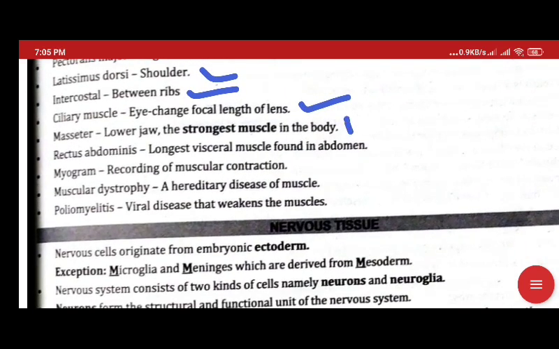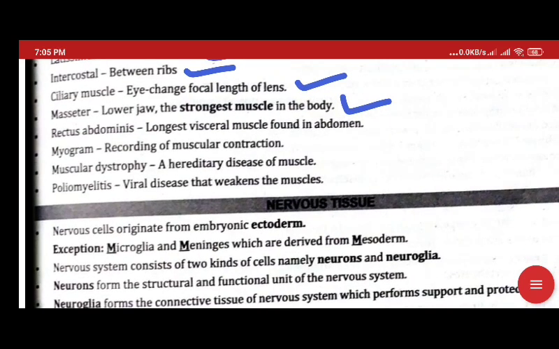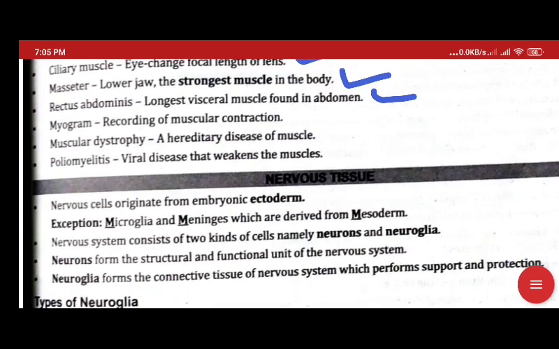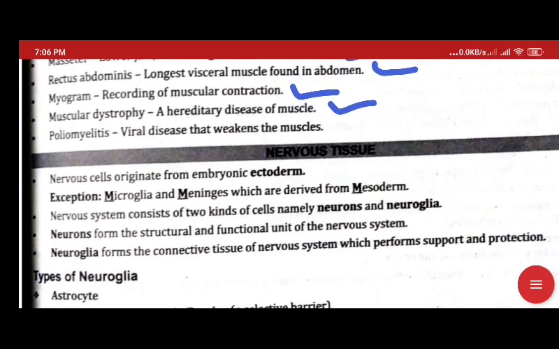Now the strongest muscle, on the what? In the mouth, lower jaw: masseter on the lower jaw. Now rectus abdominis, longest abdomen muscle. Myogram is the recording of muscle contraction. Muscular dystrophy is a hereditary disease of muscles. Poliomyelitis is a viral disease that weakens what?